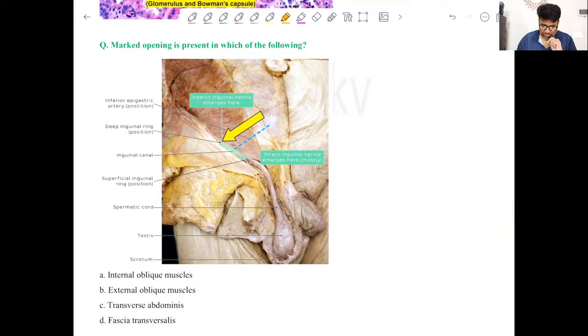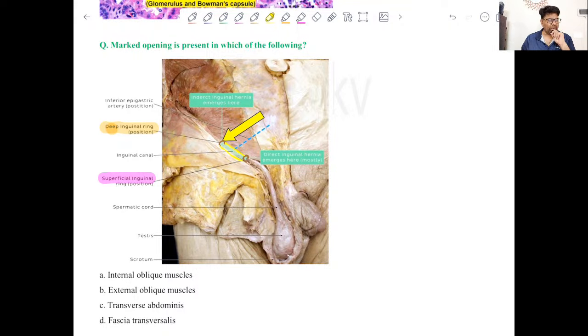Marked opening is present in which of the following structures? So if you see here, the arrow is here, and this is actually the deep inguinal ring. I've just given a labeled image for your convenience, and there is one more opening which is the superficial inguinal ring. And needless to say, this all is the inguinal canal.